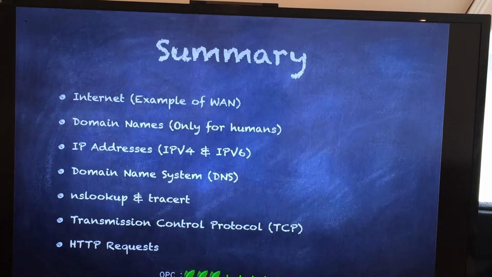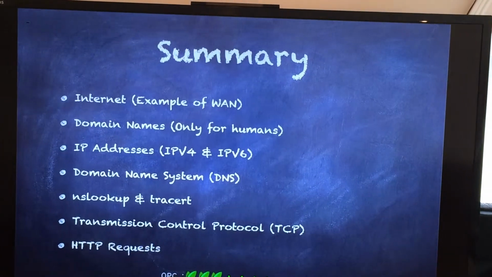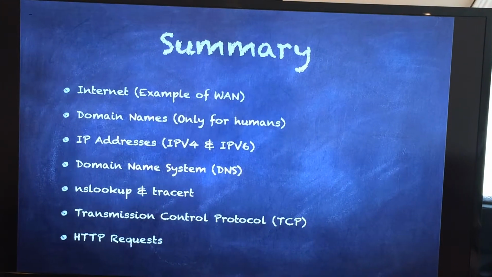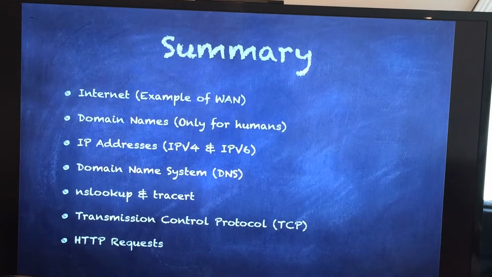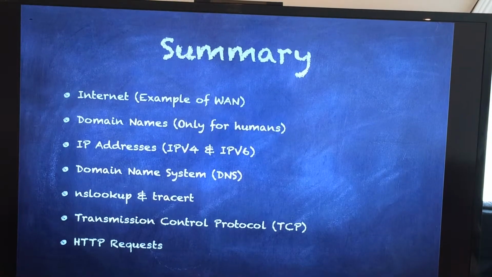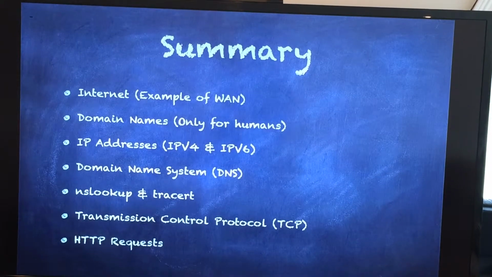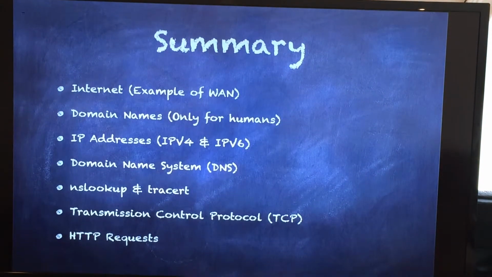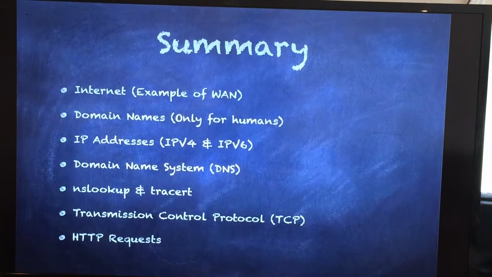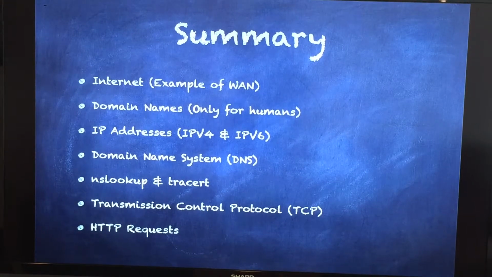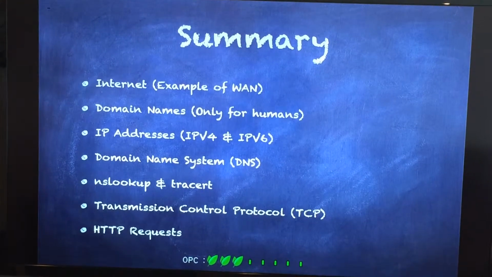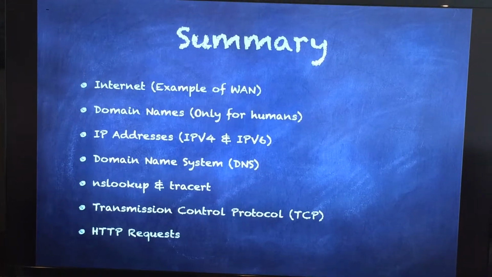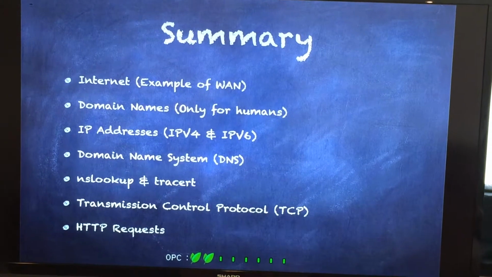So let's just go through a quick summary of what we have learned today. We first learned about the basic concepts of networking, and that the internet is an example of a wide area network. Next, we learned that domain names, for example nerdina.org, are only understood by humans and cannot be processed by computers. Next, we come to IP addresses. IP addresses are unique numerical values, and each domain name is mapped to an IP address.